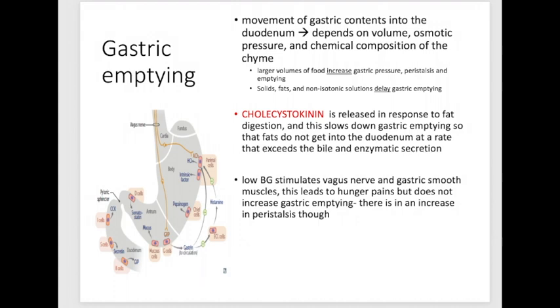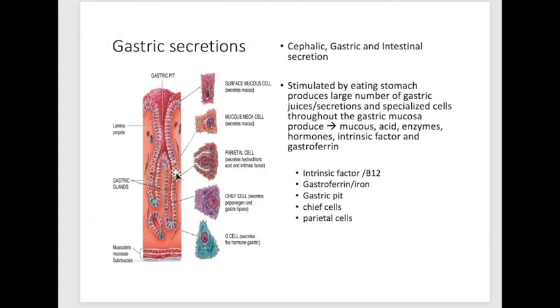When we talk about the gastric secretions, we have specialized cells located throughout the gastric mucosa, and they produce mucus, acid, pepsinogen, enzymes, hormones, intrinsic factor, and gastroferrin. Intrinsic factor is necessary for intestinal absorption of B12. The hormones are then secreted into the blood and travel to target tissues in the bloodstream. The other gastric secretions are released directly into the stomach mucosa, and intracellular tight junctions, bicarbonate secretion, and submucosal acid sensors form a protective barrier against acid and proteolytic enzymes, which would otherwise destroy and damage this gastric lining.